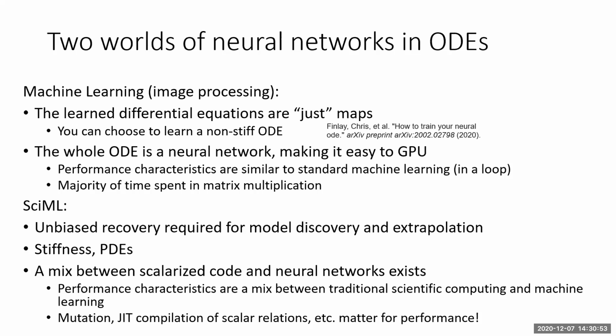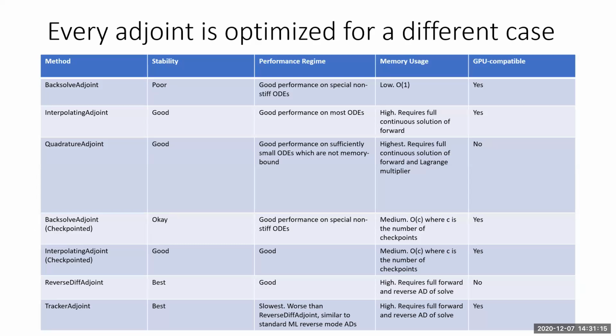And so what we've really seen from this is that even though there is a world that is doing neural ordinary differential equations in the machine learning sense, and in the SciML sense, they have actually completely different performance characteristics, completely different adjoint methods to apply, and they essentially need completely different methods, because it's as different as non-stiff versus stiff ODE solvers.